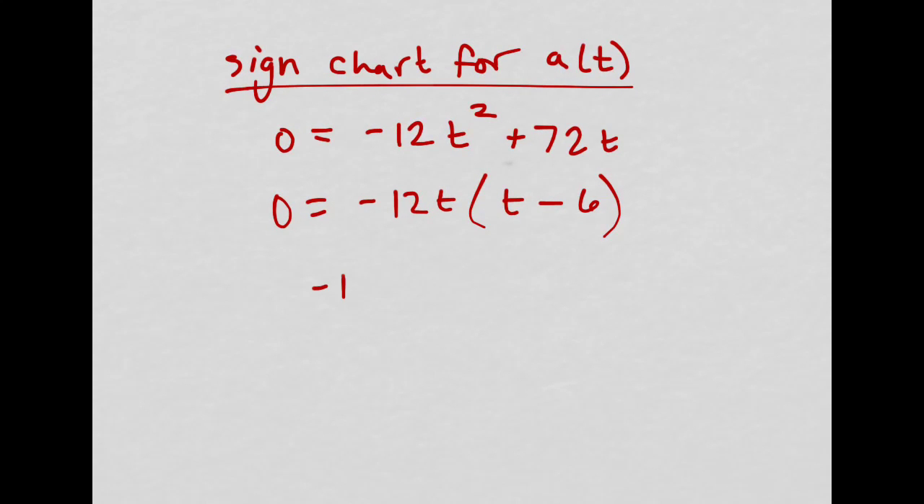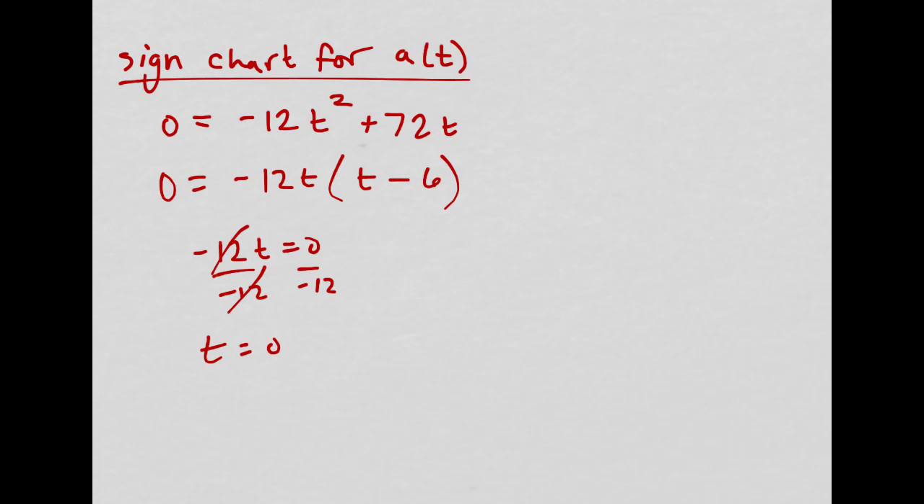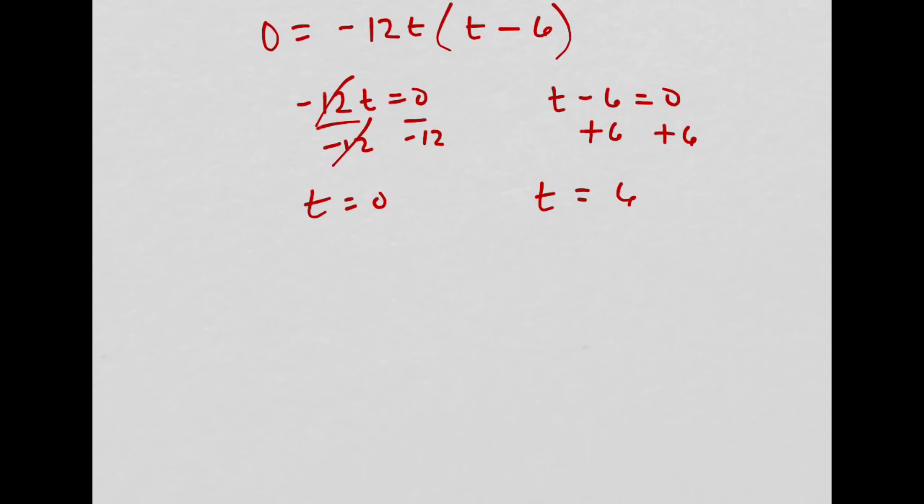Okay, set each piece equal to 0. Divide by negative 12, divide by negative 12. Of course, t equals 0, so I get t equals 0 again. That's nice. And then t minus 6 equals 0, plus 6, so t equals 6, and t equals 0. And then I'll do my sign chart the same way. I don't have anything on the left side of 0 because t can't be smaller than 0.